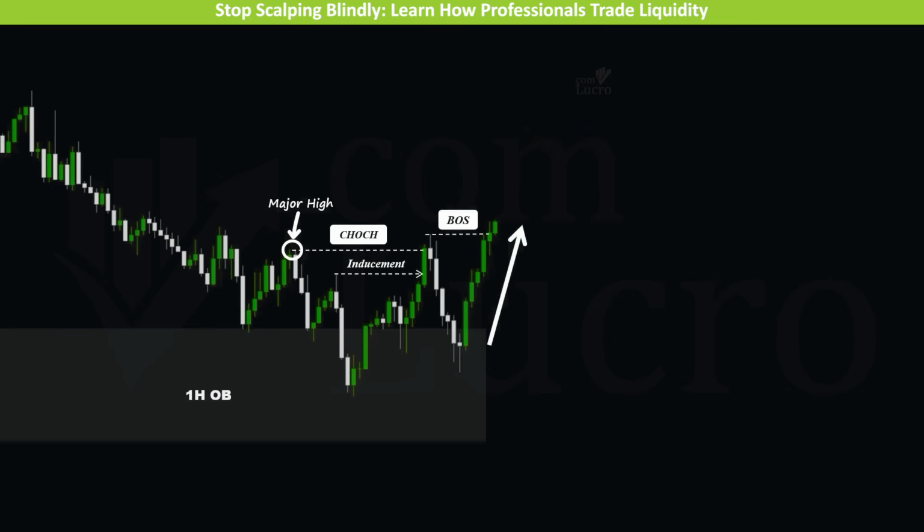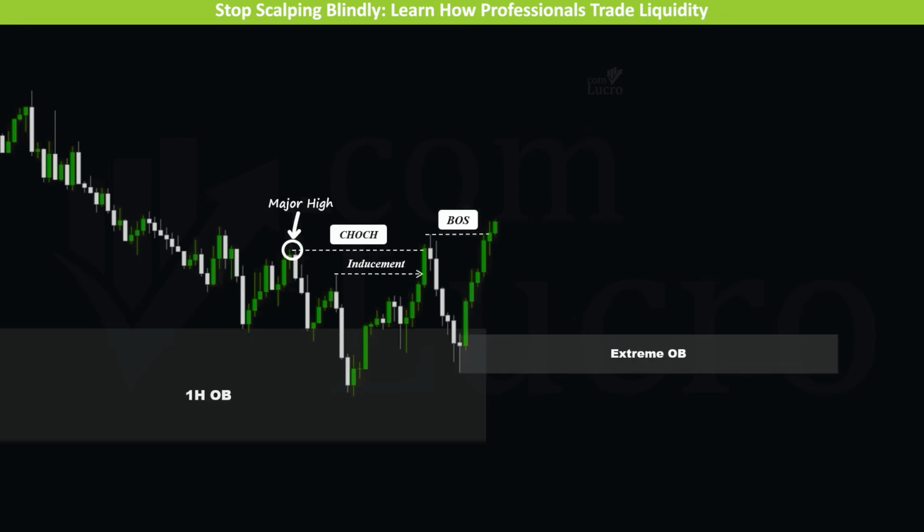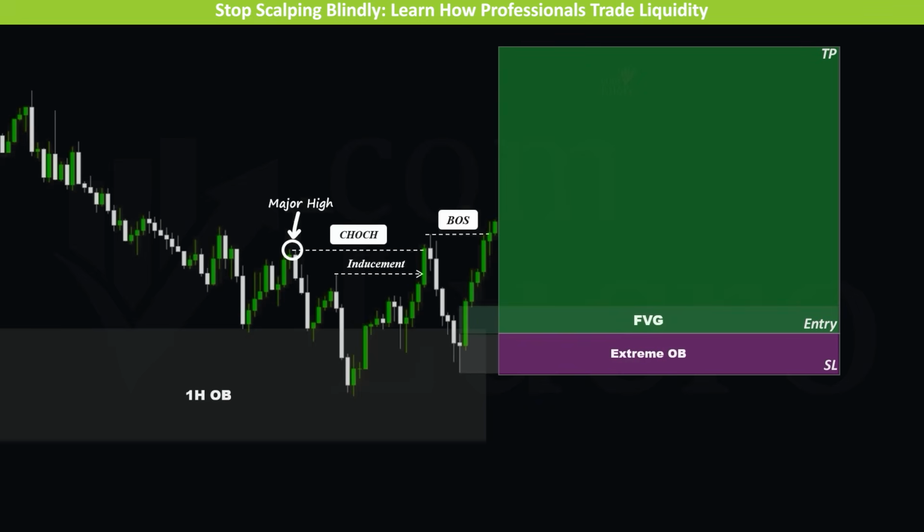At this stage, we have two possible entry methods to evaluate. The common approach many traders take is to rely on the extreme order block. In this scenario, there is an imbalance that must be filled, and the order block sits directly beneath the fair value gap. The strategy would be to wait for price to retrace into the order block, trigger the buy limit placed at the top of that zone, and then climb higher from there.